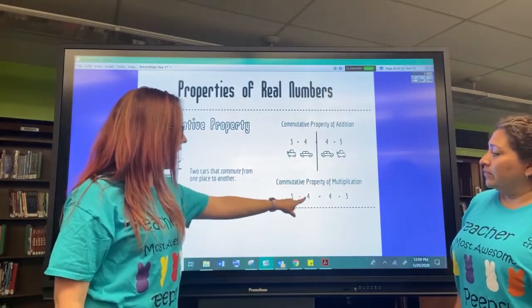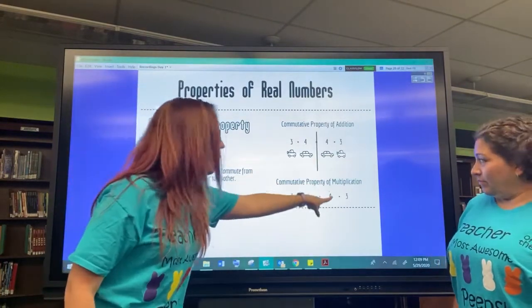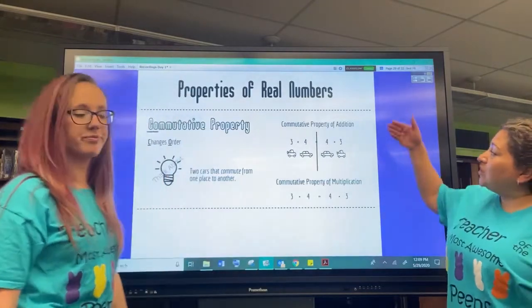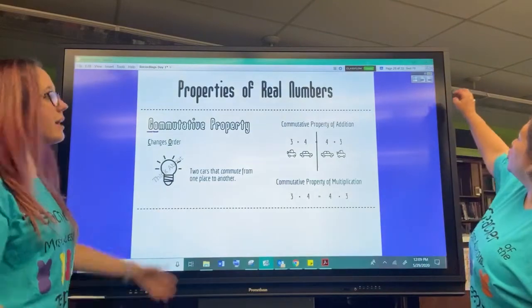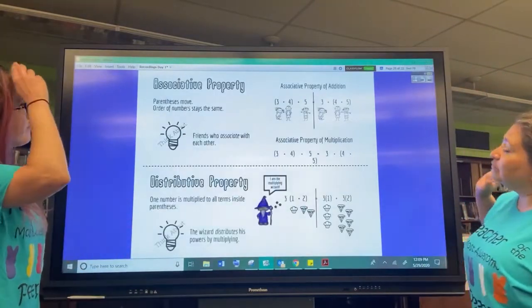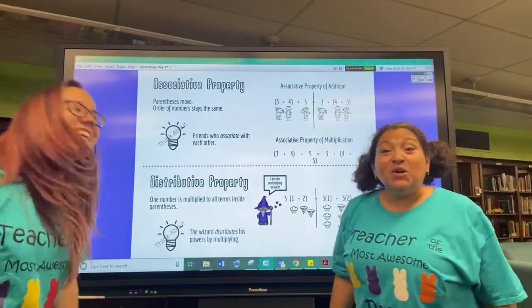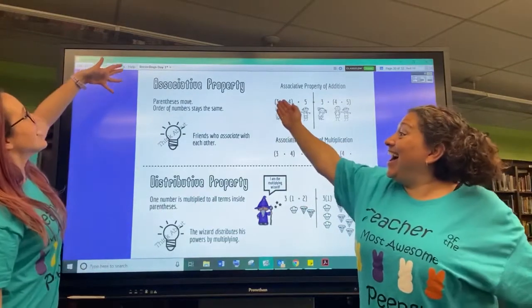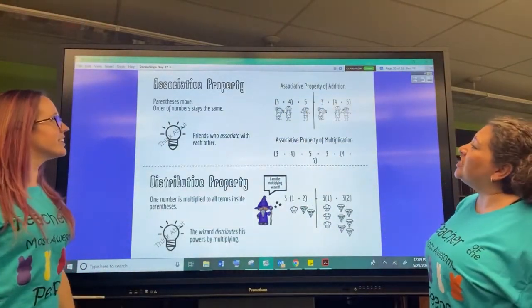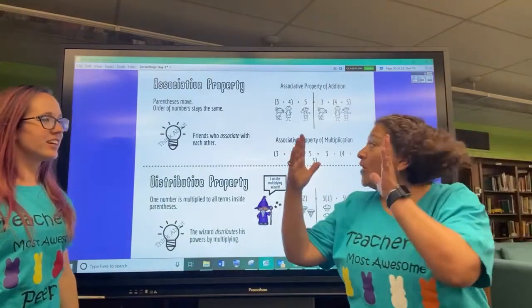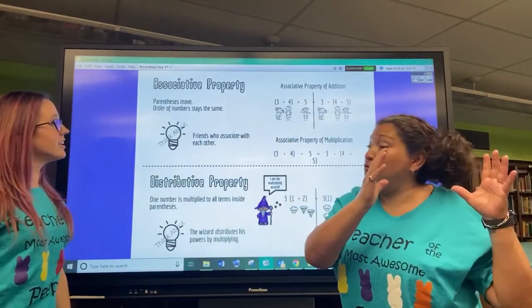So it's 3 times 4, and then it's 4 times 3. And if you'll notice, it happens in addition and also in multiplication. So let's go on to our next property, which is the associative. Yes. And in the associative property, there are parentheses that move.